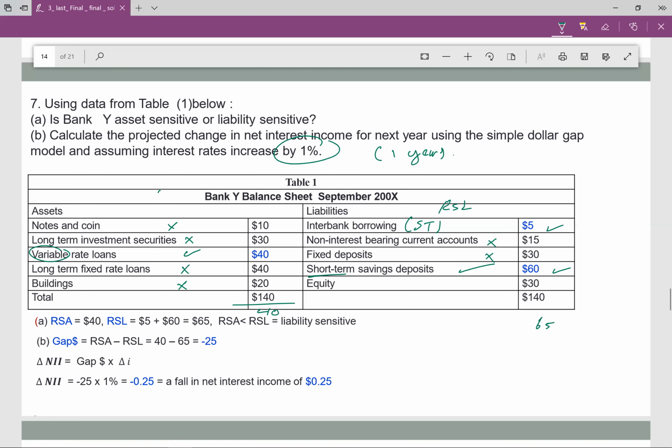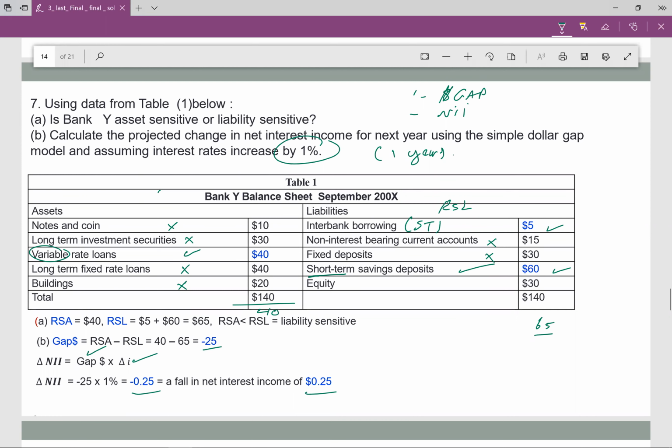So now the hard part is calculated. I get the gap, risk-sensitive assets minus risk-sensitive liabilities, which is minus 5. Now the rest of this is easy, which means all I have to do now is multiply it by the increase or decrease, because as I told you, there are 2 steps: calculate the gap, and then calculate the change in net interest income. Change in net interest income, you take the gap times the change in the interest rate, which is minus 25.